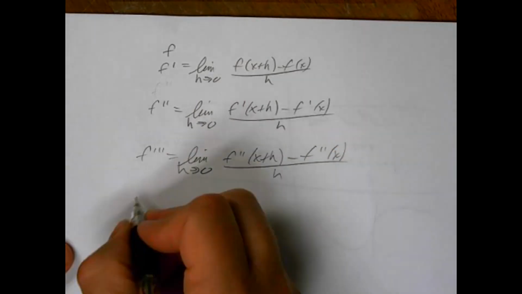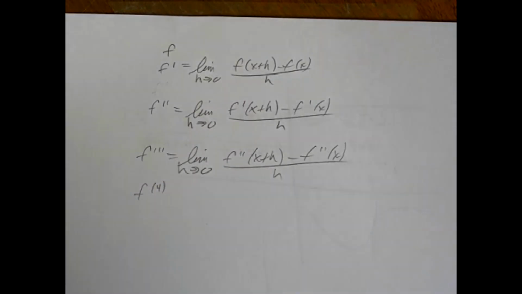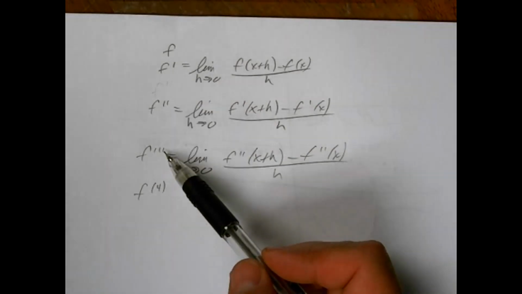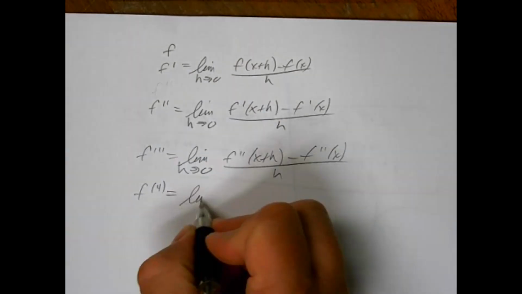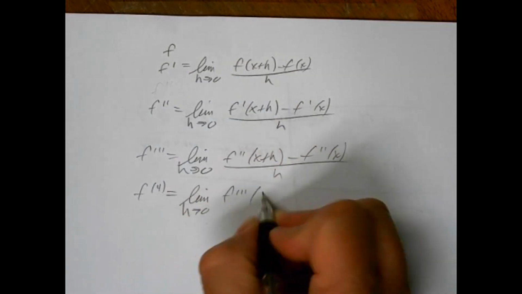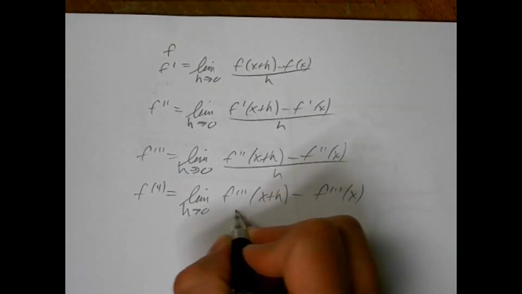You can take a fourth derivative. And notice the notation. It looks like an exponent, but with parentheses around it. This prime notation only gets used for the first 3 derivatives, and then you switch to that other notation. This is the limit as h approaches 0 of f triple prime of x plus h minus f triple prime of x all over h.